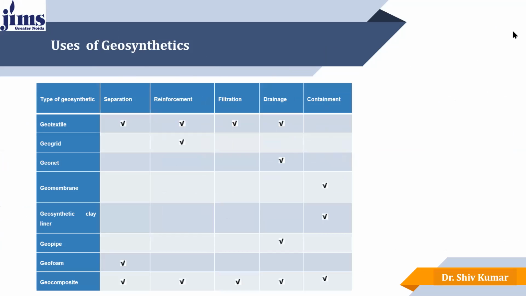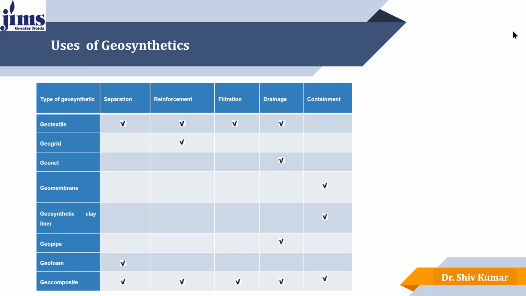Now come to the uses of geosynthetic materials in this table. We will talk about the properties of geosynthetic materials. If we talk about geotextiles, they can be used in separation, reinforcement, filtration, and drainage, while geogrid is applied only in reinforcement. Geonets are better used in drainage systems, and the geomembrane we can apply in the containment area.